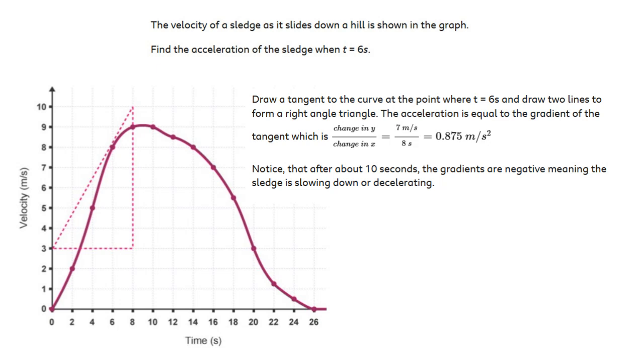It's also important to note that after about 10 seconds, the slope of the curve turns negative, indicating the sledge is decelerating or slowing down as it continues down the hill. This gives us a clear picture of how the sledge's speed changes throughout its motion.